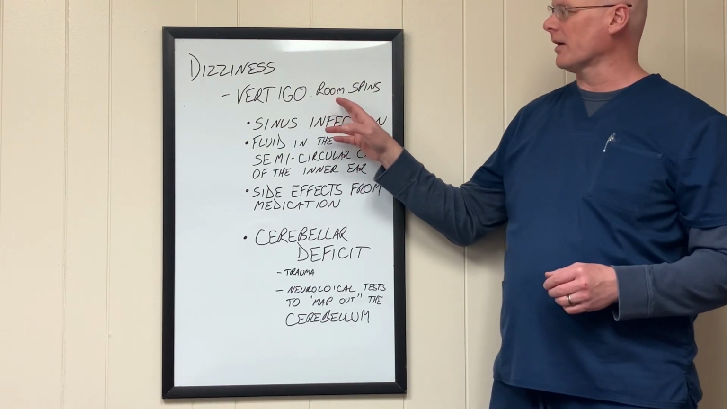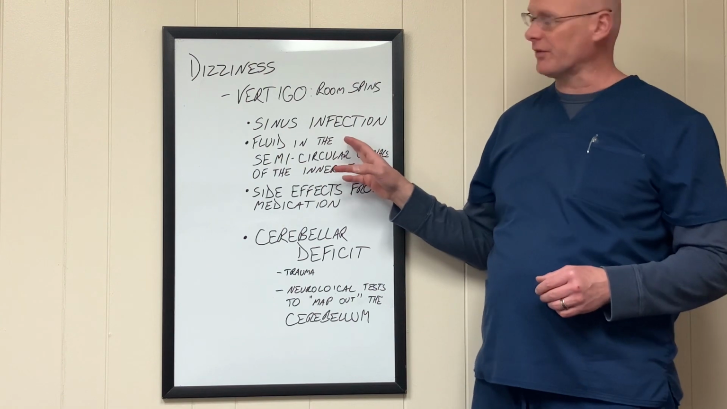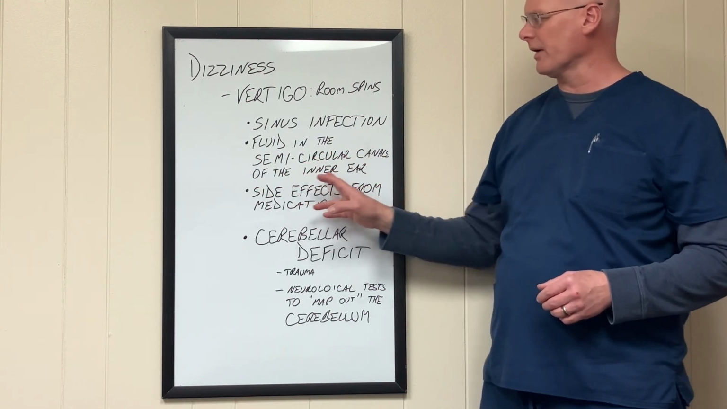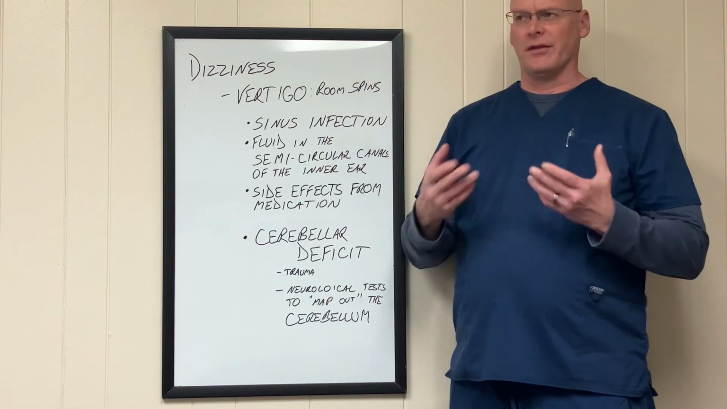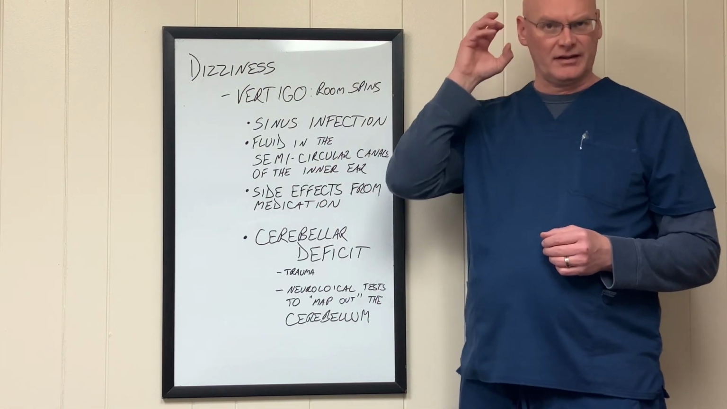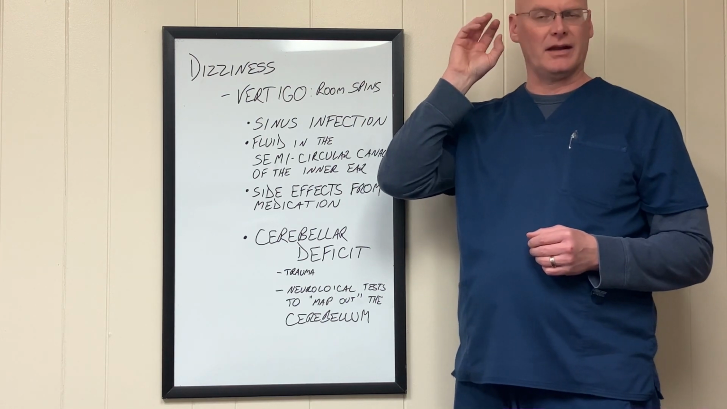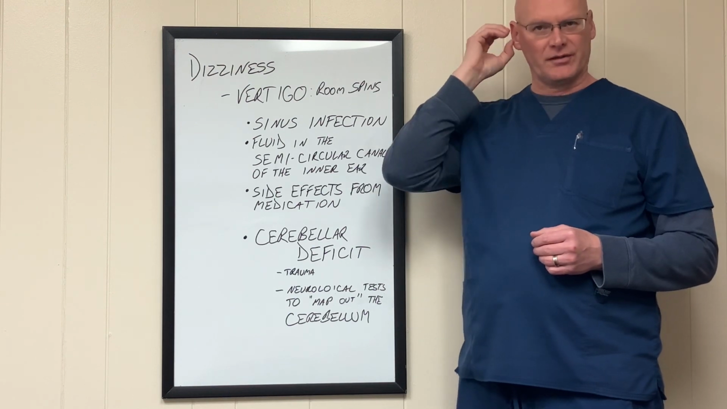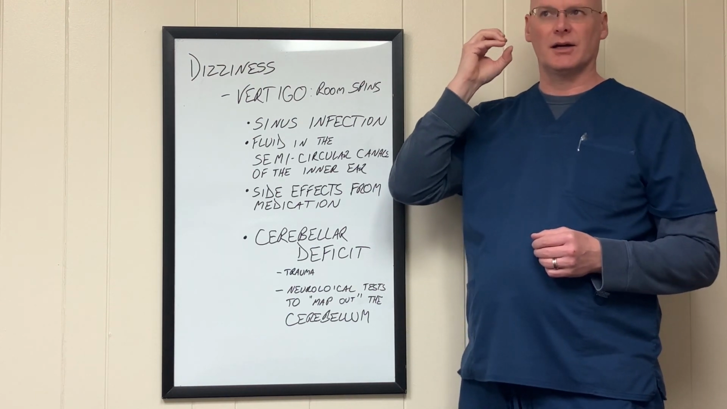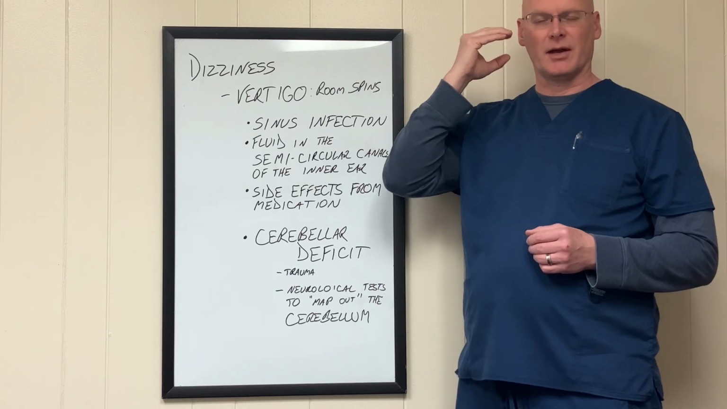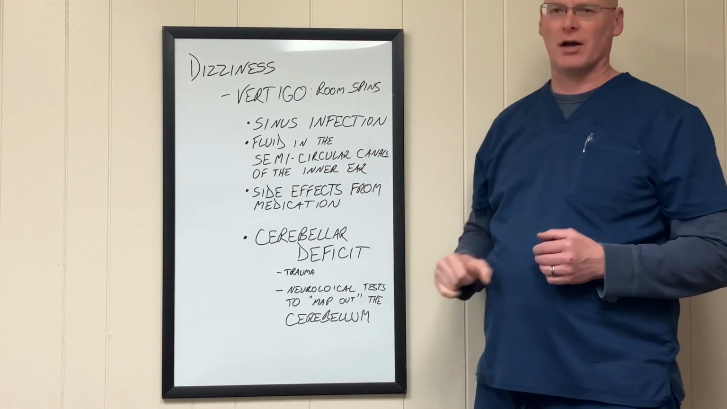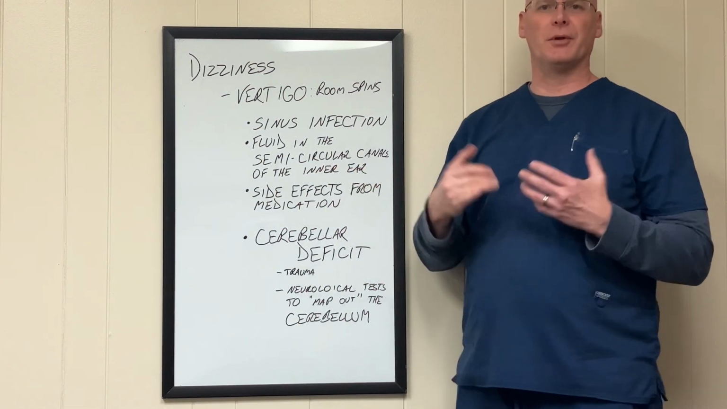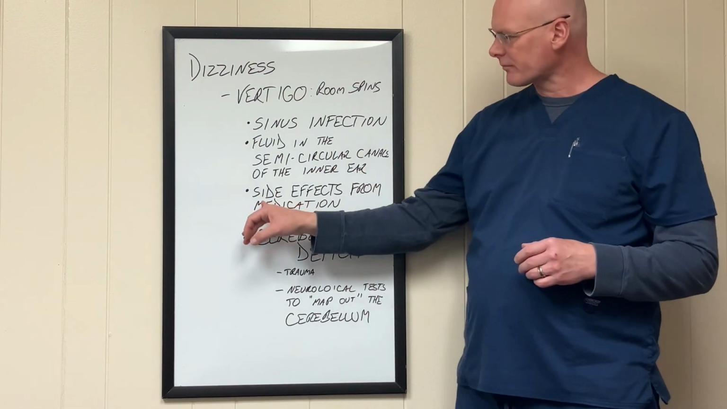This can be caused by a sinus infection, fluid buildup in the semicircular canals of the inner ear. One theory was that some cilia or little hairs in the ear had broken off from trauma, and then they're almost like little grains of sand that will take up more space in the inner ear, and that can cause that vertigo sensation. And there's a maneuver to deal with that.